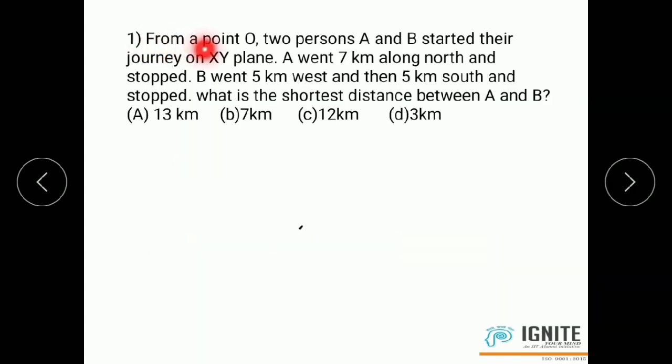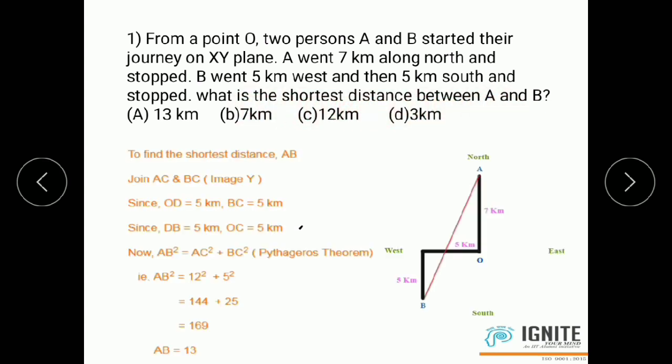Okay, let's start. First question: from a point O, two persons A and B started their journey on the XY plane. A went 7 km along north and stopped. B went 5 km west and then 5 km south and stopped. What is the shortest distance between A and B?